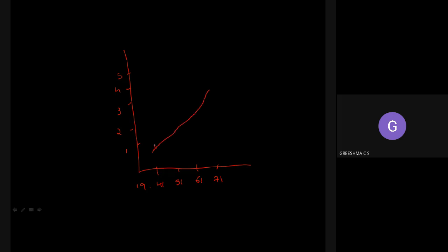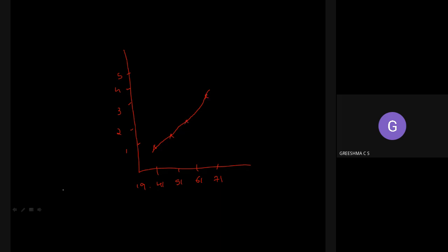For example, if I'm using the graphical method, I'm plotting certain years, that is 1941, 1951, 1961 and 1971. Here I have population: 1 lakh, 2 lakh, 3 lakh, 4 lakh, 5 lakh, just as an estimation. The population is growing like this. This is the growth rate of population.